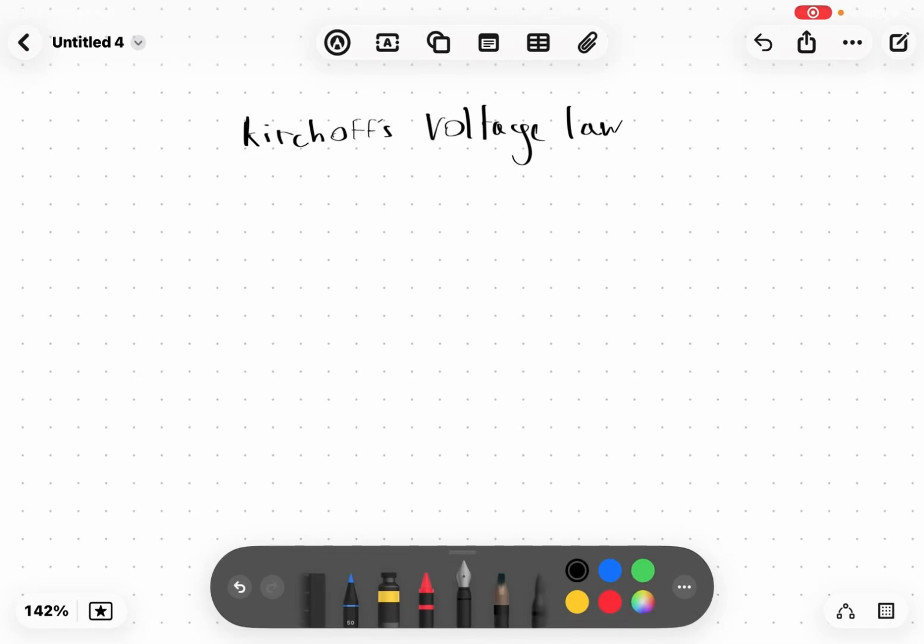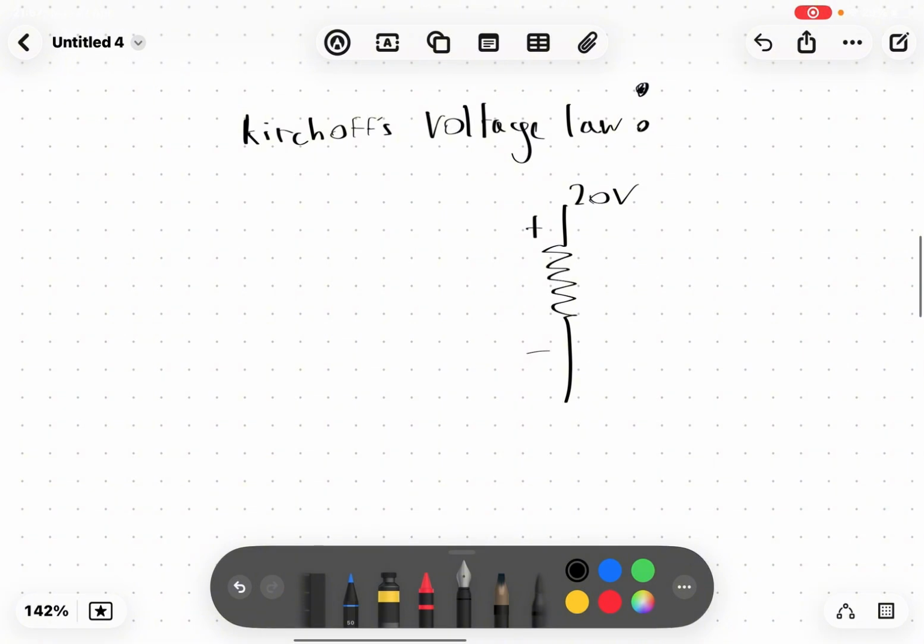Hello everyone, today I want to talk about Kirchhoff's Voltage Law. So let's say we have a resistor, right? And we know that's positive and negative, and there's 20 volts here and 10 volts here. Logically, that means that it's decreasing because it's flowing like this.